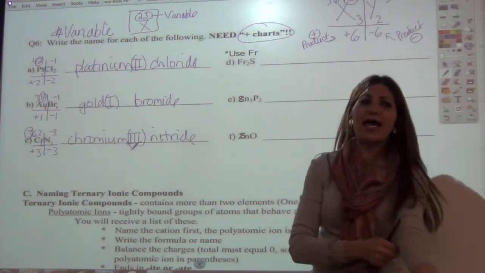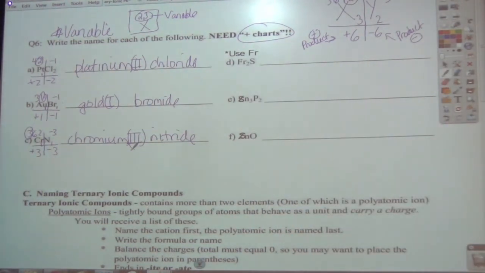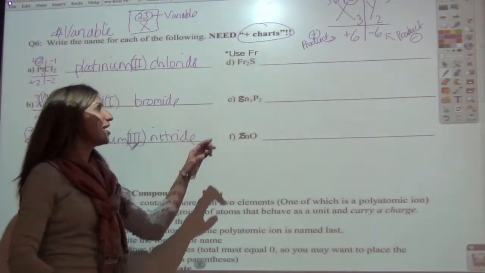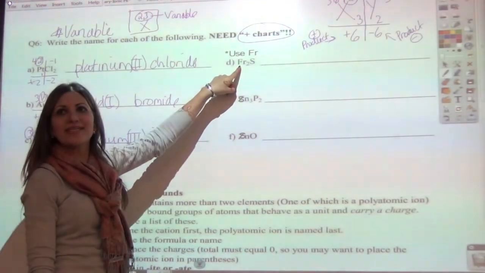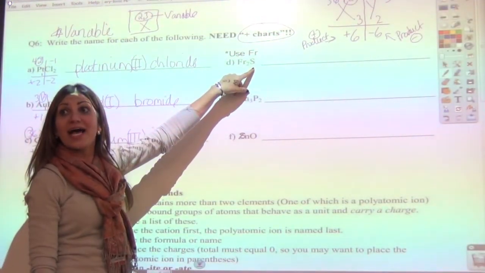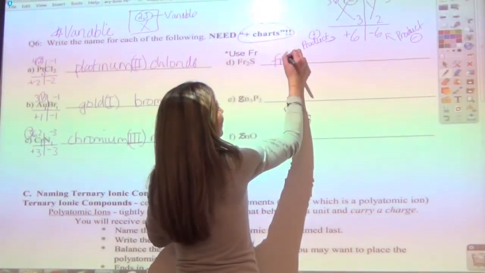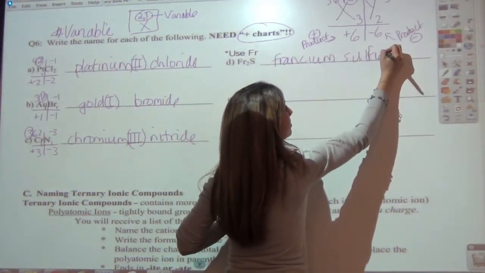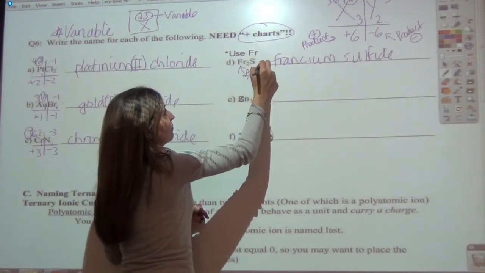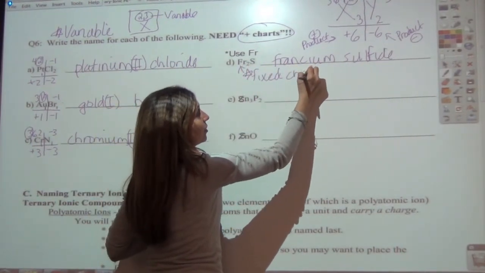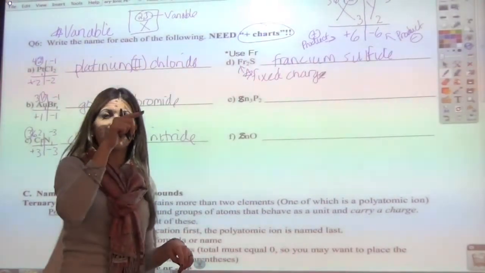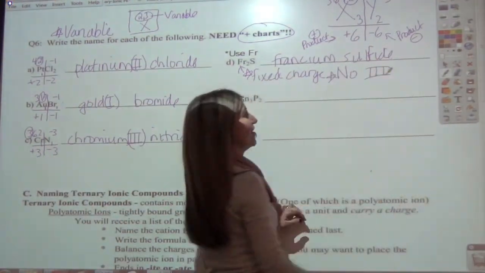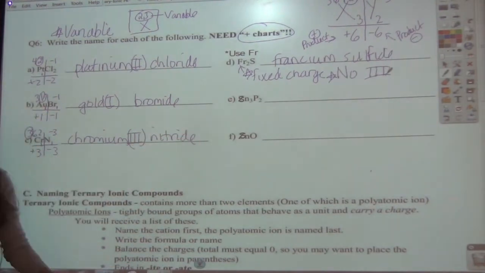This one we're going to use Fr, +1. Francium does not have a variable charge, so guess how you would name this? Francium sulfide, and you're done. Wait, why? Because it has a fixed charge. A fixed charge on the metal, meaning it only has one number above the symbol, does not get a Roman numeral. Okay, no Roman numeral.